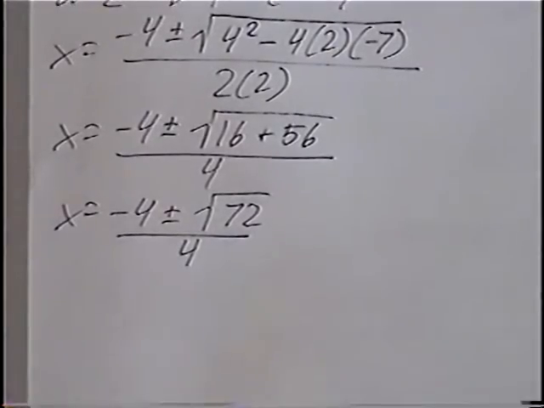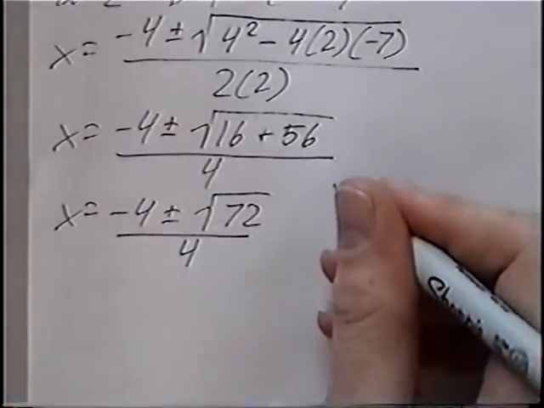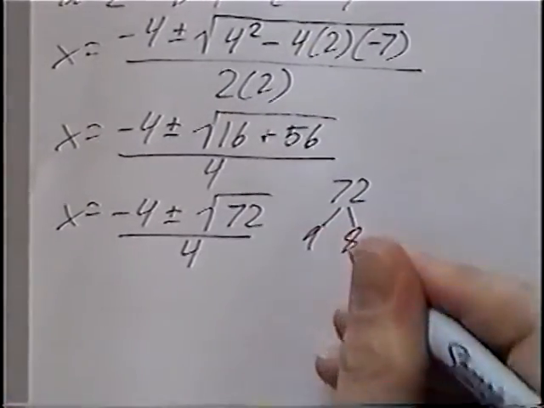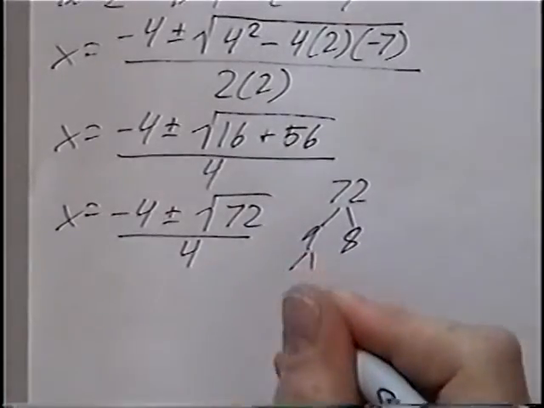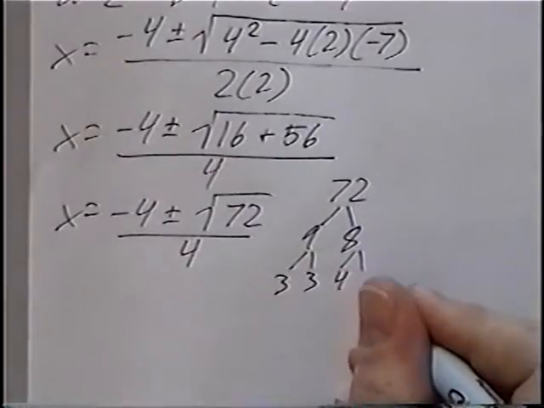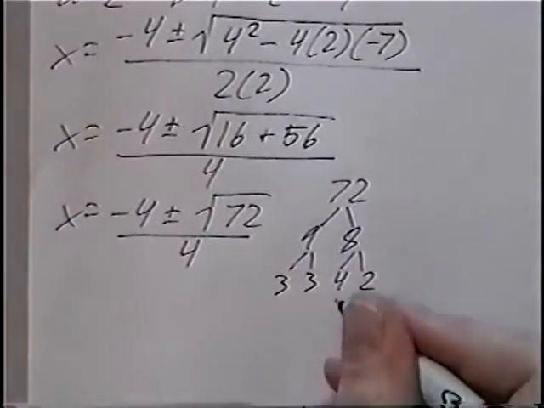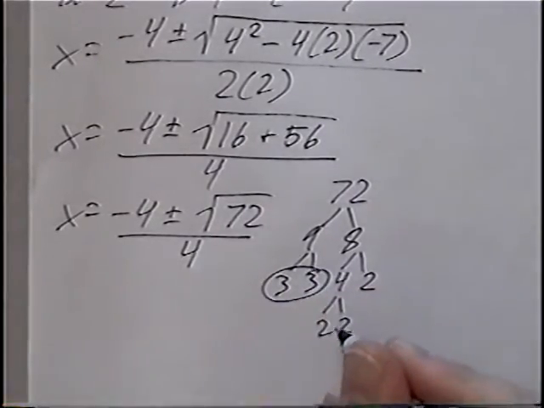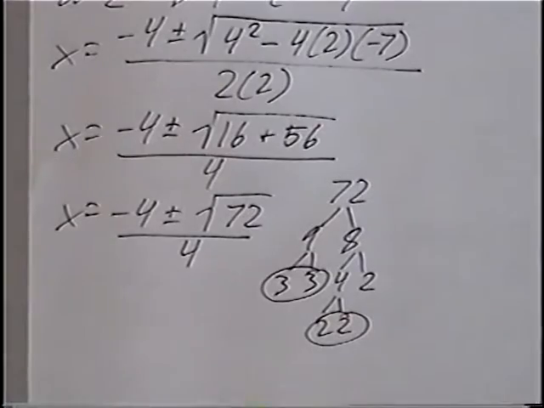To do the square root of 72, that's what we did in the previous chapter. You can do a factor tree for 72. 72 is 9 times 8. 9 would be 3 times 3. 8, we can do 4 times 2. And 4, we can do 2 times 2. If you remember, we circled the pairs. We have a pair of 3's and a pair of 2's.